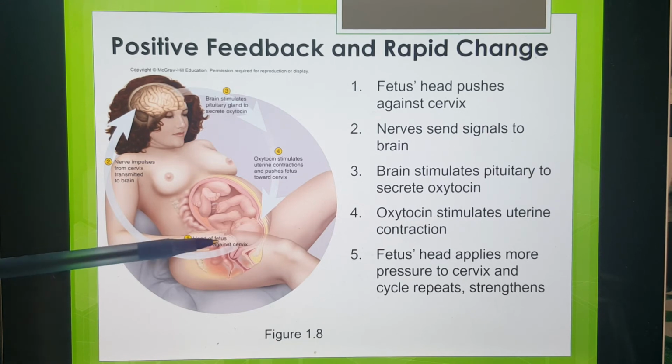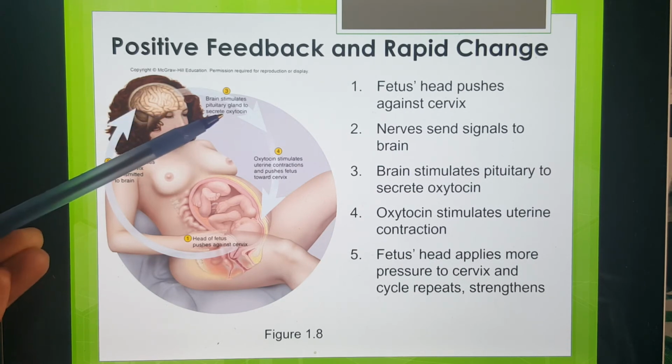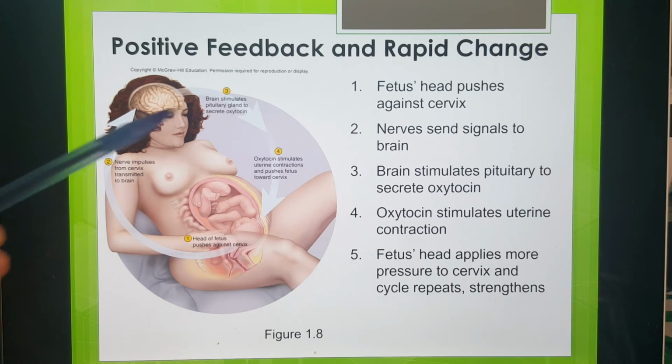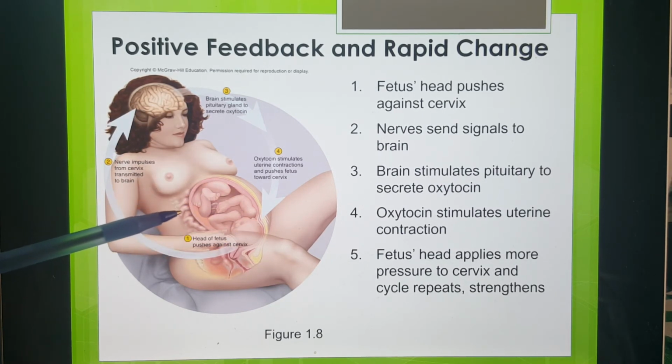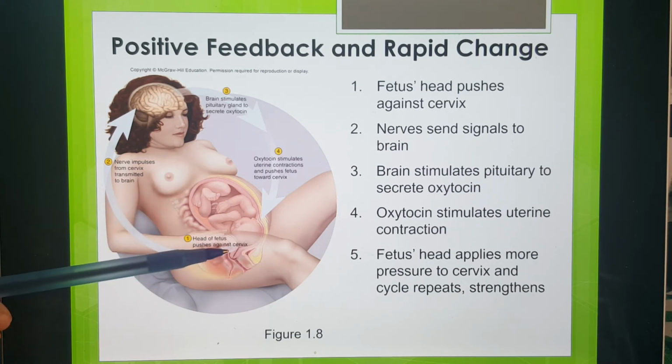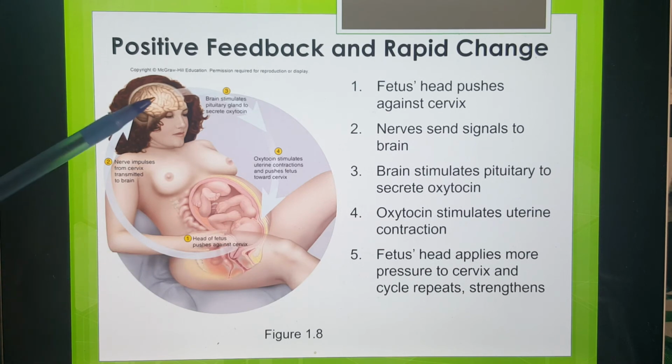Another example of positive feedback would be during labor. We have the fetus's head pushing against the cervix. That receptor tells the brain, hey, we have this pressure in labor. The brain releases a hormone called oxytocin from the pituitary gland. That oxytocin causes the uterus to contract. When the uterus contracts, it pushes the baby's head even further on the cervix, and we continue this path until the baby is fully expelled out of the body.